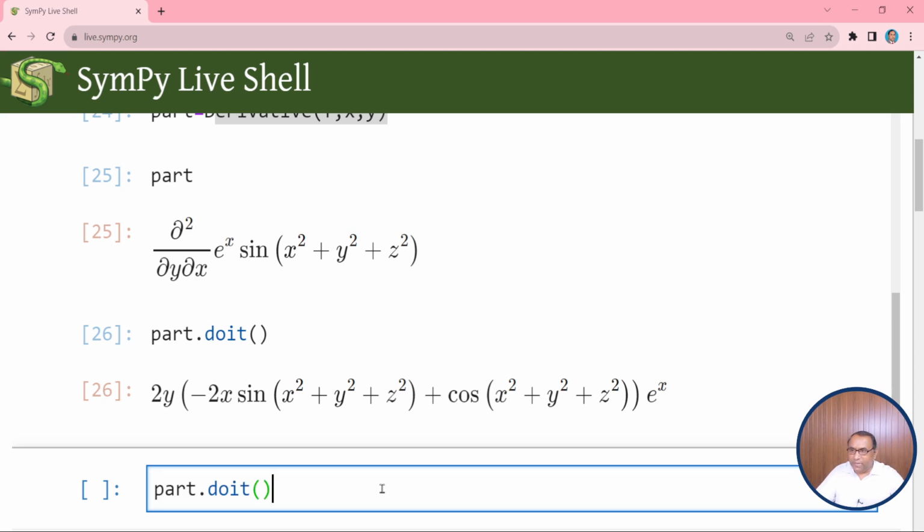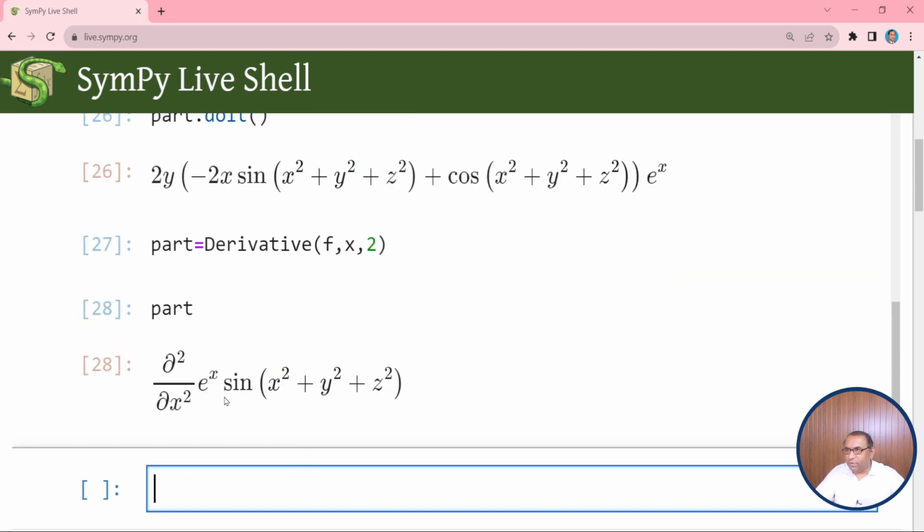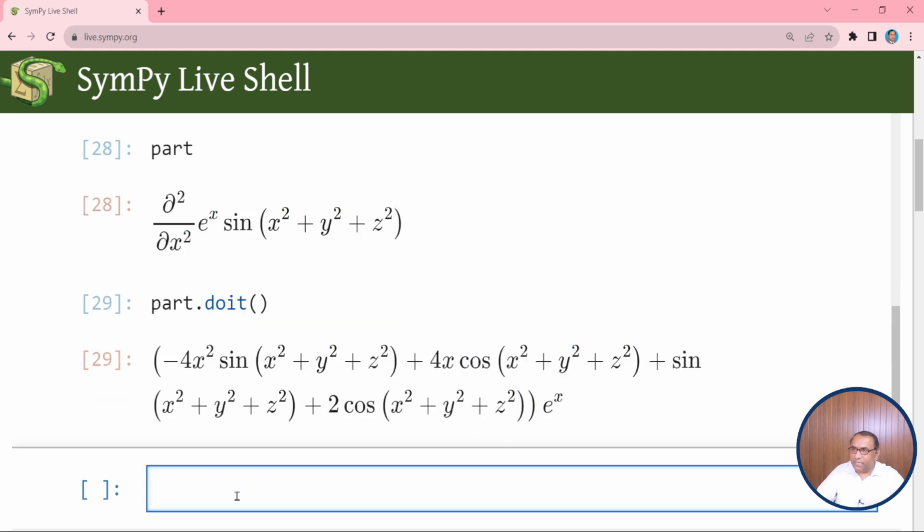If you have 2 at its place, this will be the second order partial derivative with respect to x. And for the simplification you will use the doit function, and this is the corresponding result.